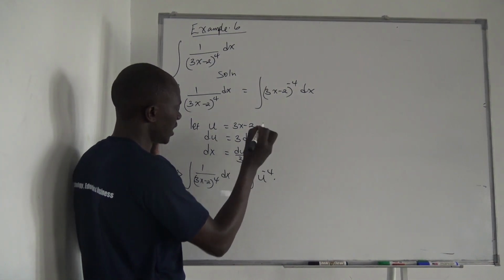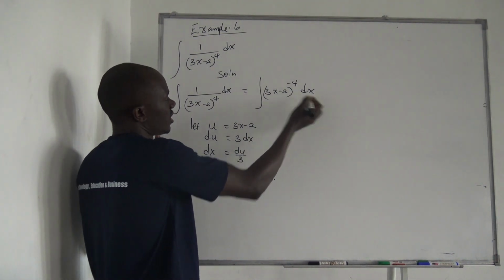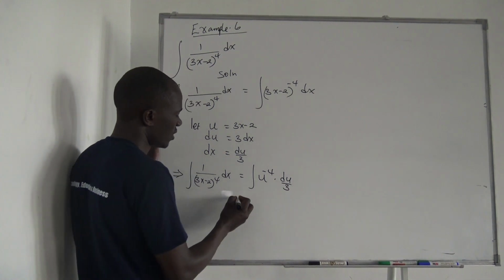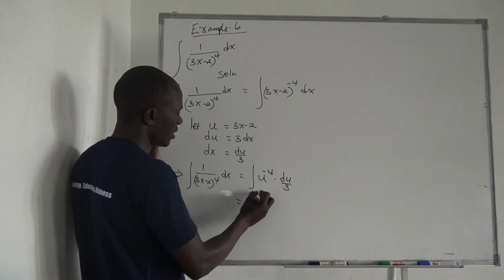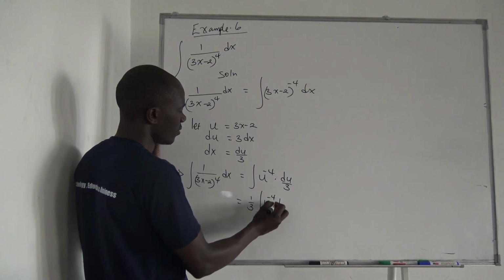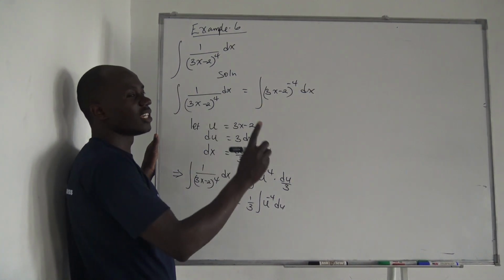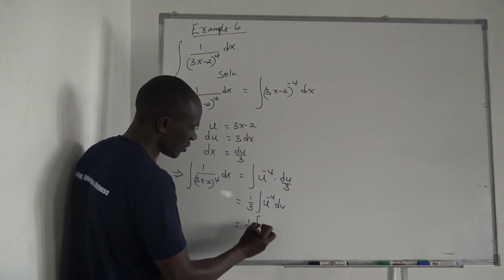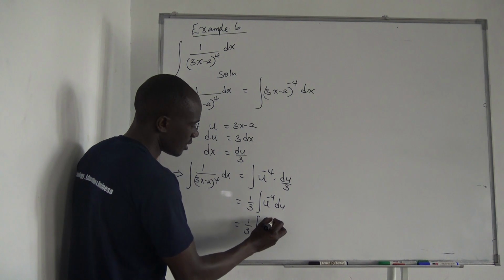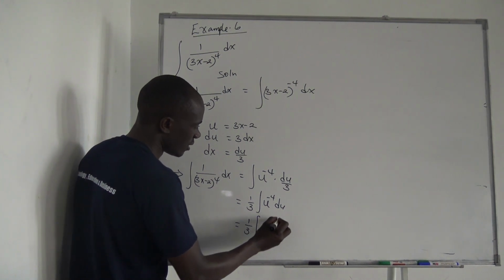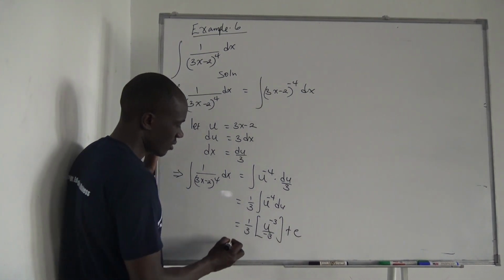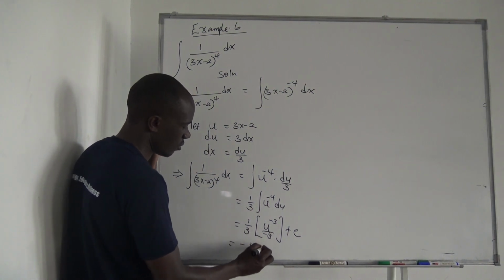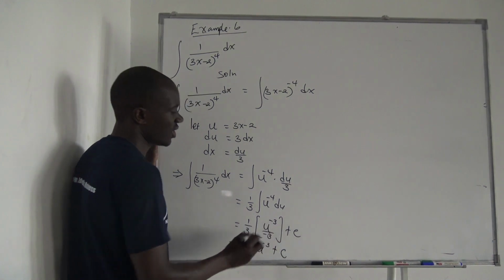u power negative 4 times, where there is this dx, you are going to bring du out of 3. You factor out 1 out of 3, integral of u power negative 4 du. What do we do? Add 1 divided by the new power. This becomes 1 out of 3 into u power, add 1 becomes negative 3 out of negative 3 plus c. What does it become? Becomes negative 1 over 9 u power negative 3 plus c.